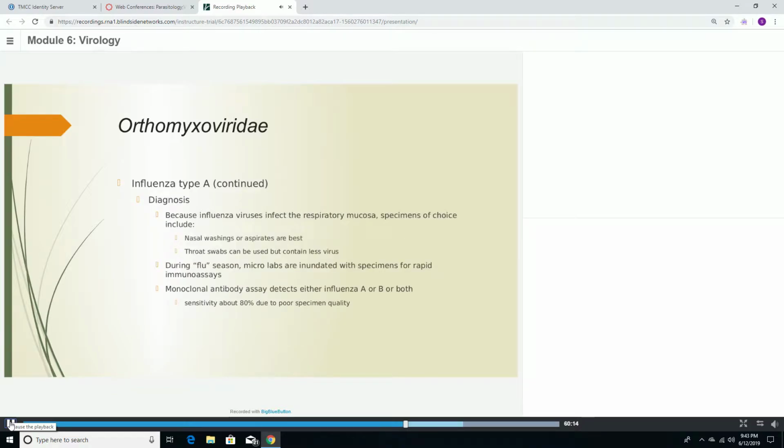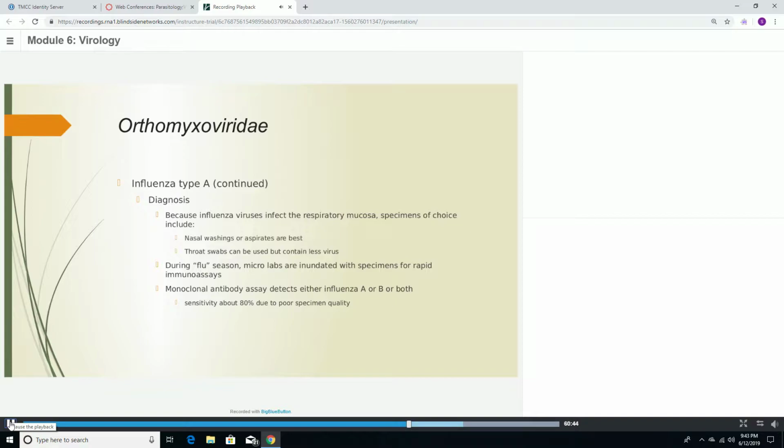To diagnose this, since it infects the respiratory mucosa, the specimen of choice is going to be nasal washings and aspirates. Throat swabs can be used, but they contain less of the virus. So most of the time, when we do a viral culture and we say nasopharyngeal, we're actually going to stick a swab in somebody's nose and go as far back as we possibly can. So it's nasopharyngeal. During flu season, microlabs are inundated with specimens for rapid immunoassays.